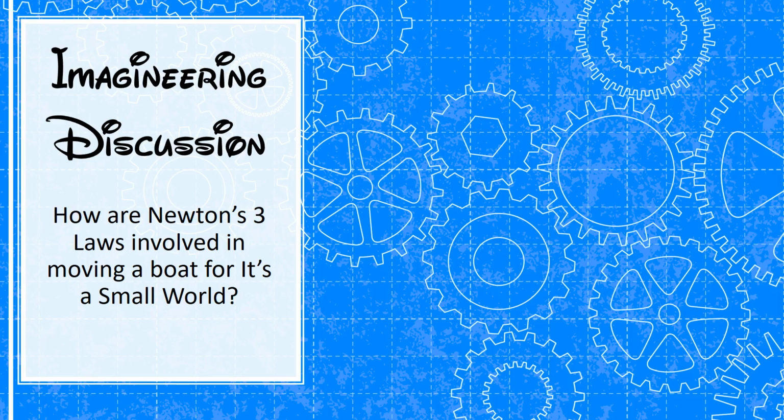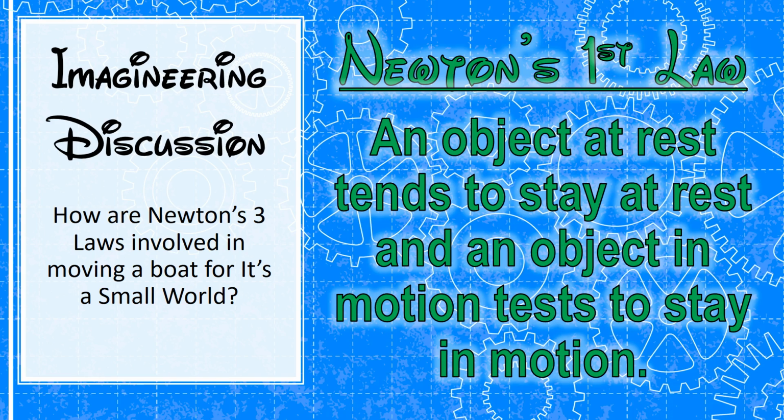To start, let's discuss how Newton's three laws are involved in It's a Small World. To review, Newton's first law: an object at rest tends to stay at rest. This is inertia. An object in motion tends to stay in motion. This is momentum.